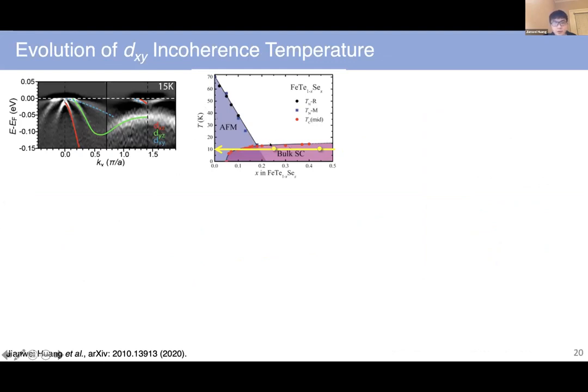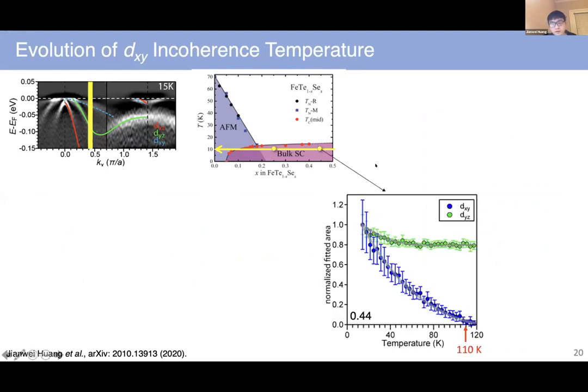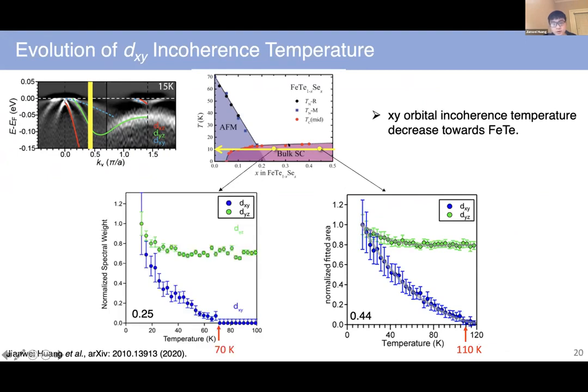We plot what we have done before. We plot the spectral weight of different orbitals from two different samples of the FTS, one with a higher selenium content, one with a lower. We find that the FTS with a higher selenium content shows a higher dxy incoherence temperature, but the compound with a lower selenium content shows a lower dxy incoherence temperature. So this really agrees with iron tellurium as an OSMP ground state well.